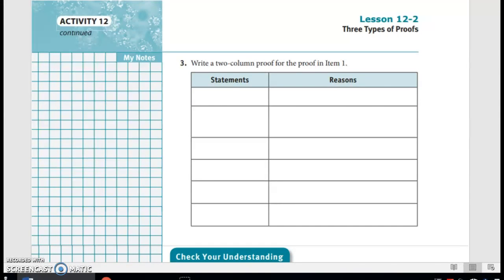Lesson 12.2. Again, I'd like you to pause the video here and try and fill out our two-column proof for the same proof in item 1. It's the same exact problem. It's just we're displaying the information in a two-column proof now instead of a paragraph proof or a flowchart proof. Alright, so pause the video here.